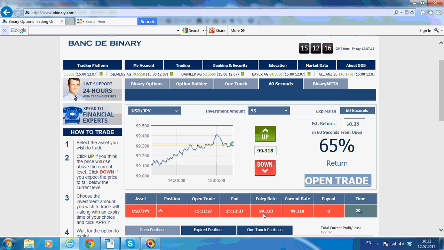See, whenever price moves into the money, then it should blink. It should show you the profit. Whenever it moves out of the money, it should show you nothing for a payout. At the moment of the expiration, the option is going to be closed automatically. This time is 99.31. We entered the 99.32, and basically this was a loser. At the expiration, it was a losing trade with market at the 99.31.